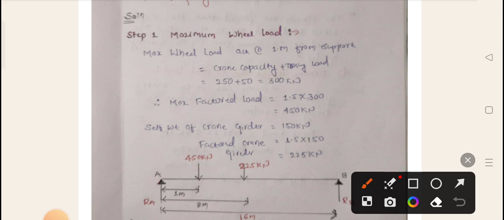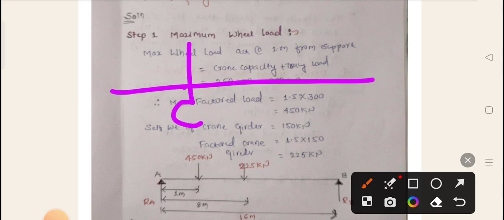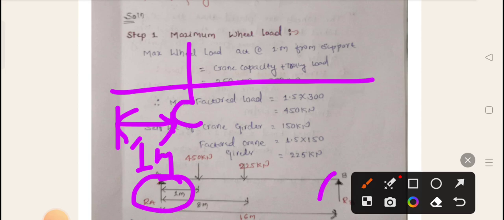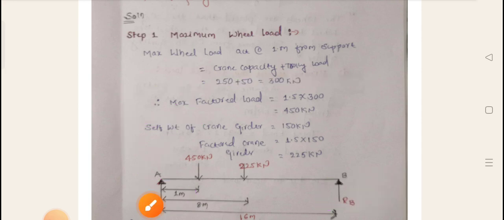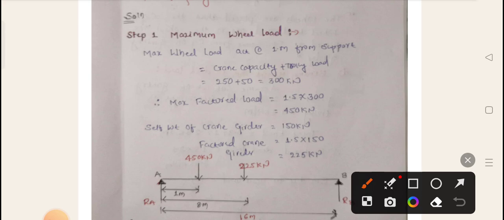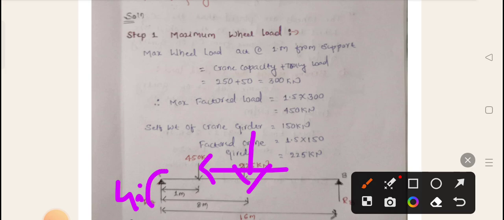Usually in the question itself it is told that the maximum hook approach is 1 meter from the support. So when will the maximum reaction come on this girder? If the 450 kilonewton is exactly at the center, what load comes on RA and RB? It is 450 by 2 on each side. So we have to check at what place of this girder the maximum reaction is going to develop.